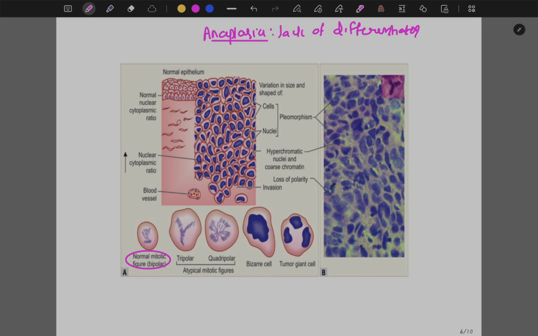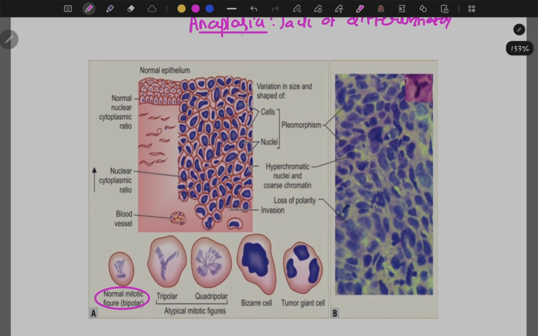So these are all features of anaplasia. Anaplasia is the appearance of cells in malignancy.